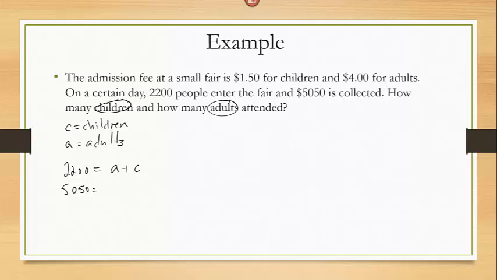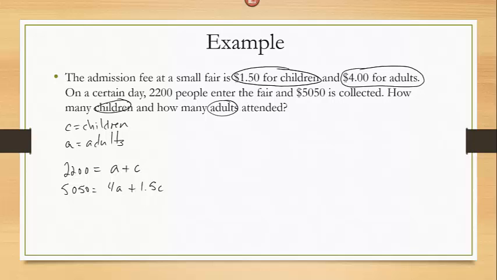Now 5,050 was collected for the fair that day. And if it's $1.50 for children and $4 for adults, then we're going to have 4 times A plus 1.5 times C, because $1.50 is grouped with the children and $4 is grouped with the adults. So we have our two equations now.